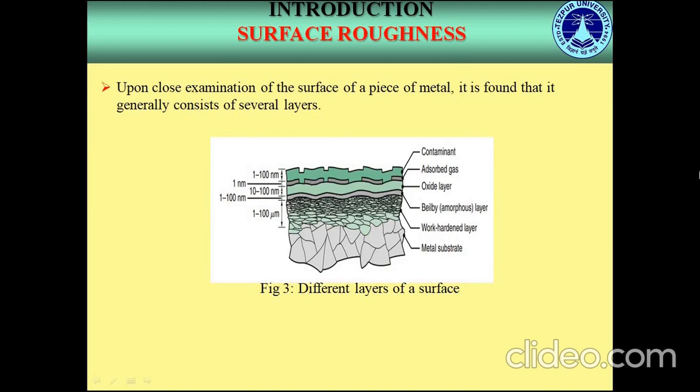Then surface roughness. Surfaces are distinct entities with properties that can be significantly different from those of the bulk. Upon close examination of the surface of a piece of metal, it is found that it generally consists of several layers. The layers are the metal substrate layer, then the work hardened layer, then the amorphous layer, then the oxide layer, the absorbed gas layer, and the contaminant layer.